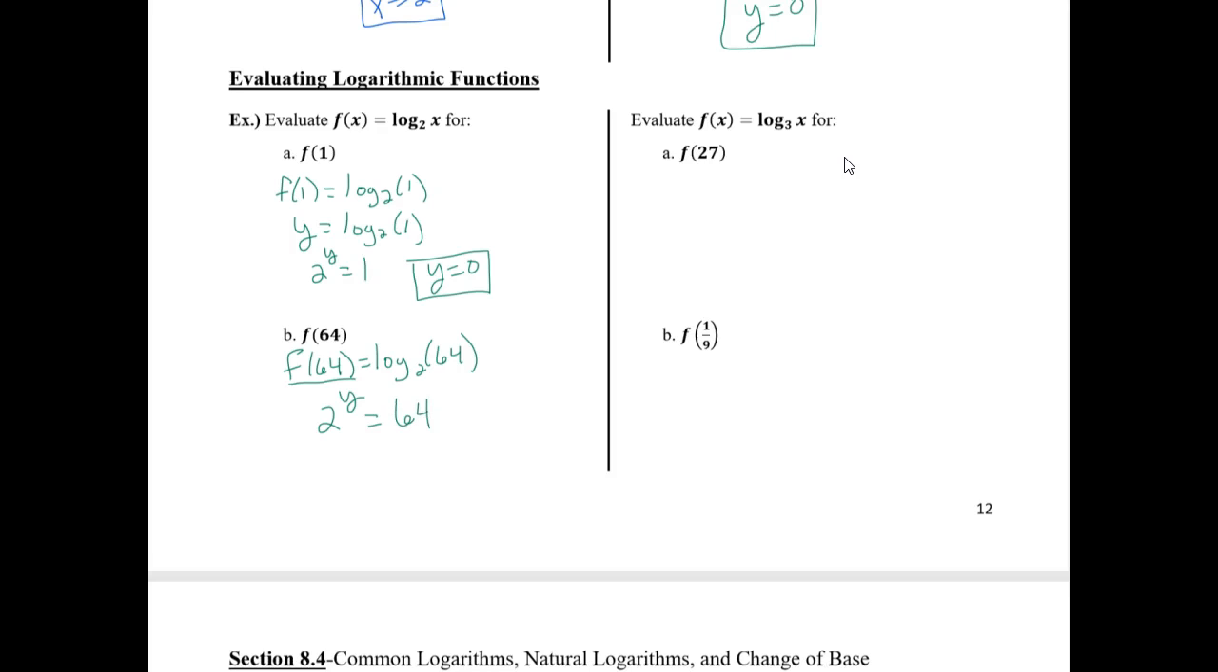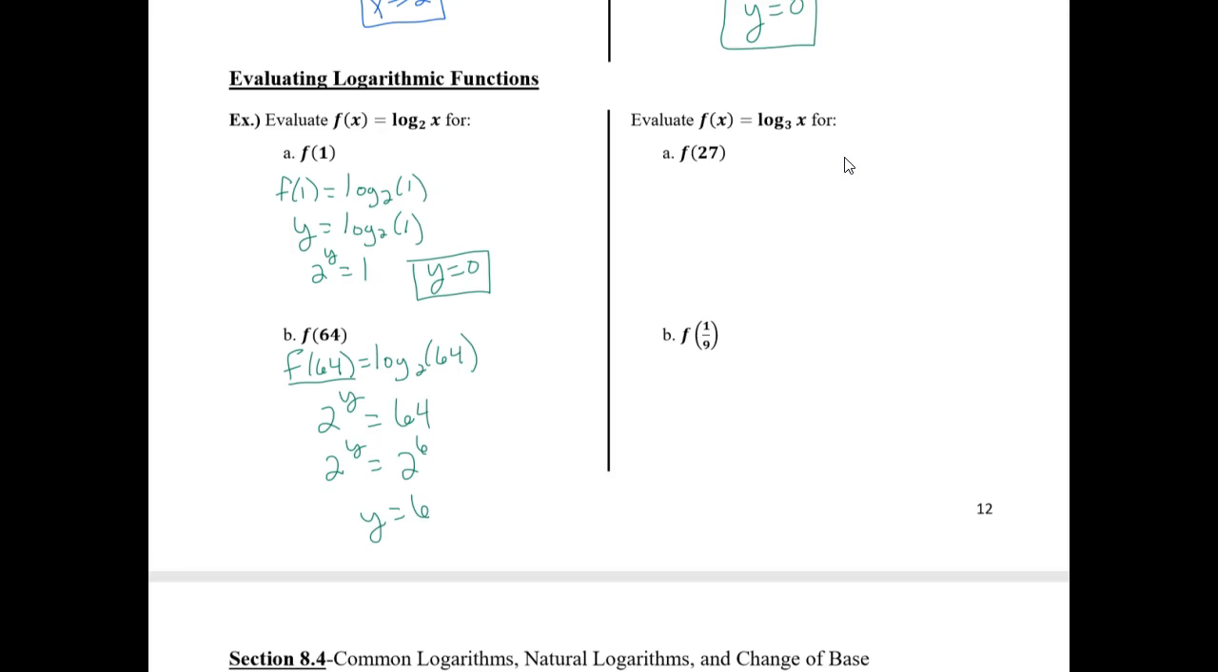I can rewrite this exponentially. We factored 64 in previous videos. 64 is the same thing as 2 to the 6th power. That means y has to be 6.